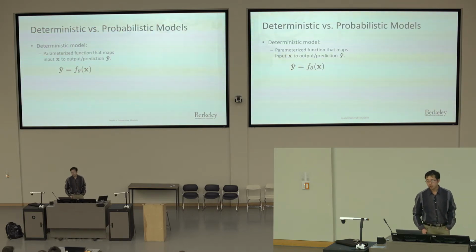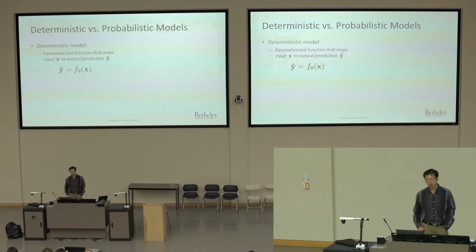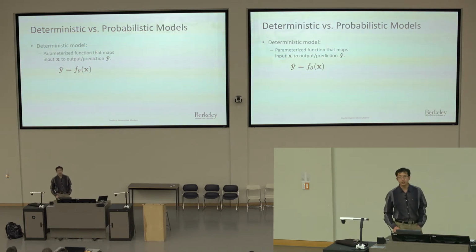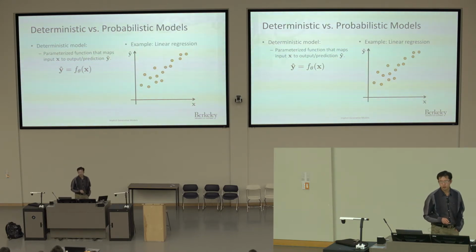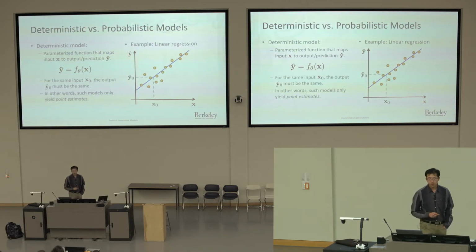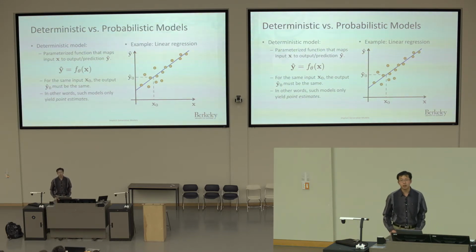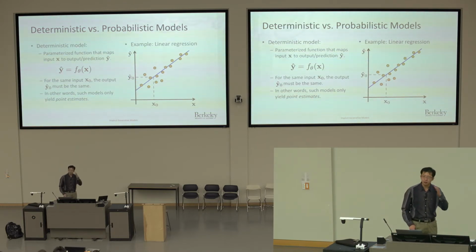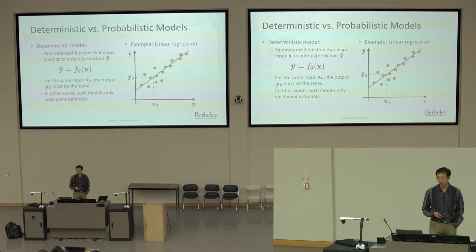So let me make the distinction between deterministic models and probabilistic models. The simplest example of a deterministic model is a function that essentially takes in inputs and gives you outputs. Here's an example of such a model: linear regression. The function here is just the dot product between your parameters and your inputs. What's important to know is that for deterministic models, if you provide the same input, the output is always going to be the same. That's just a property of functions. In other words, these models can only give you point estimates. They cannot give you a full distribution over the possible different outputs.